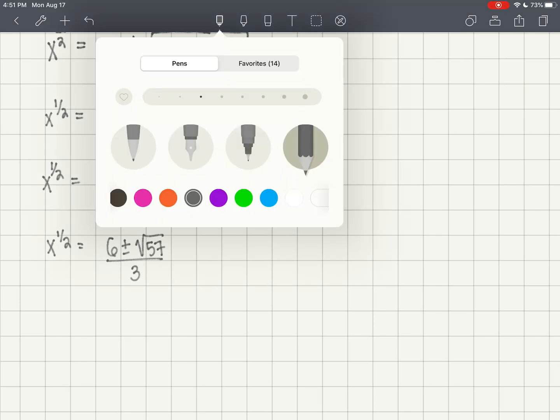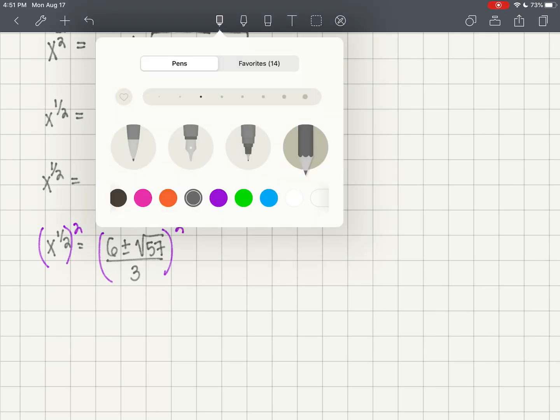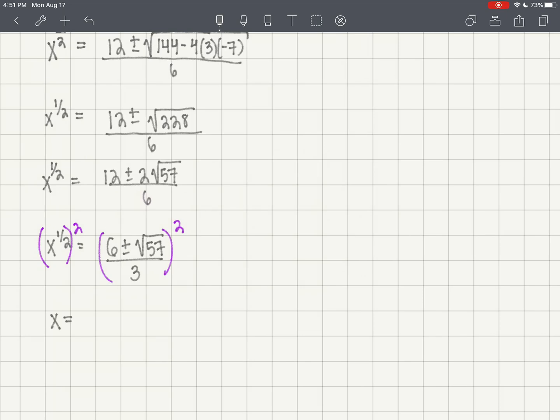And now what we have to do is square both sides to solve for x. So when I square both sides to solve for x, I get x equals 6 plus or minus the square root of 57 all over 3, and I have to square it. Now this is going to be pretty complicated if we do this algebraically.